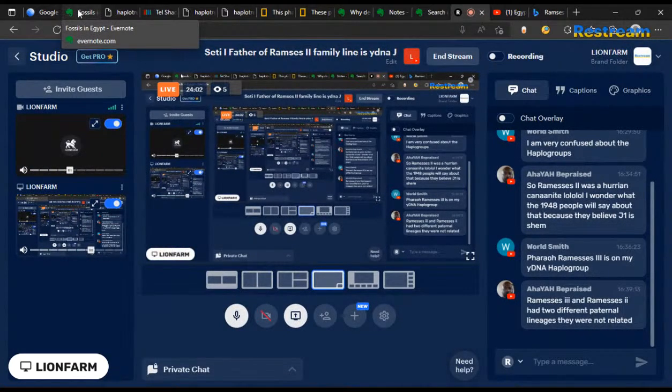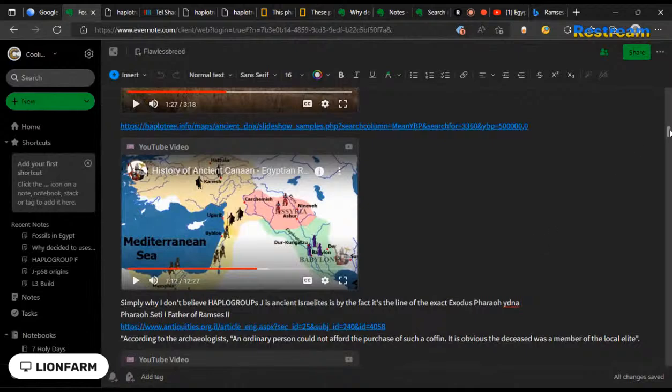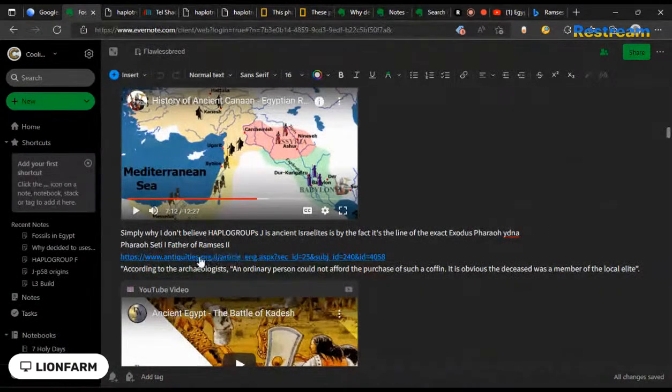All right, so that's just some understanding for the maps. Just to get a quick understanding again, these areas were owned by the Empire of Egypt. But let's look a little closer to pinpoint which rulers were there. So here's an interesting one.